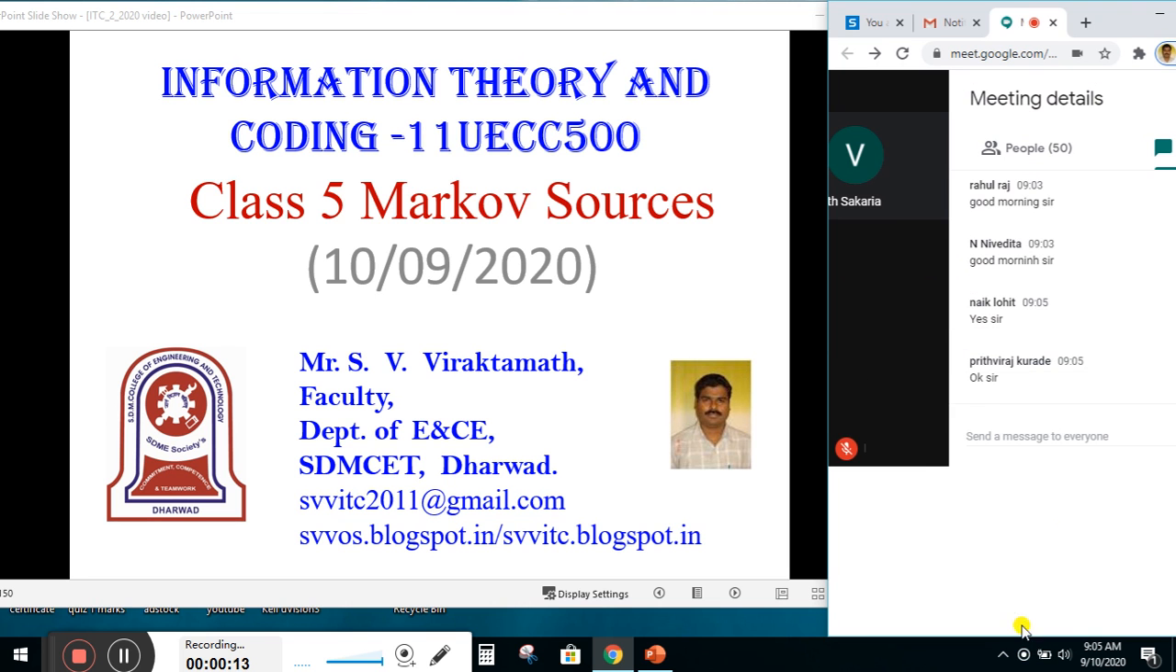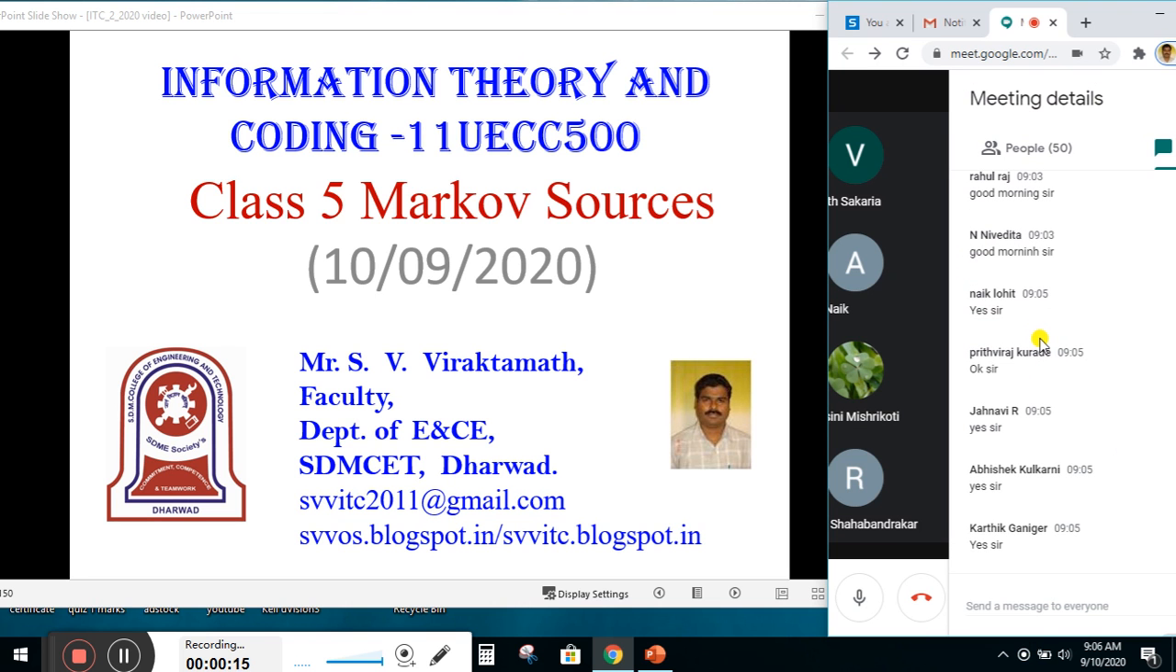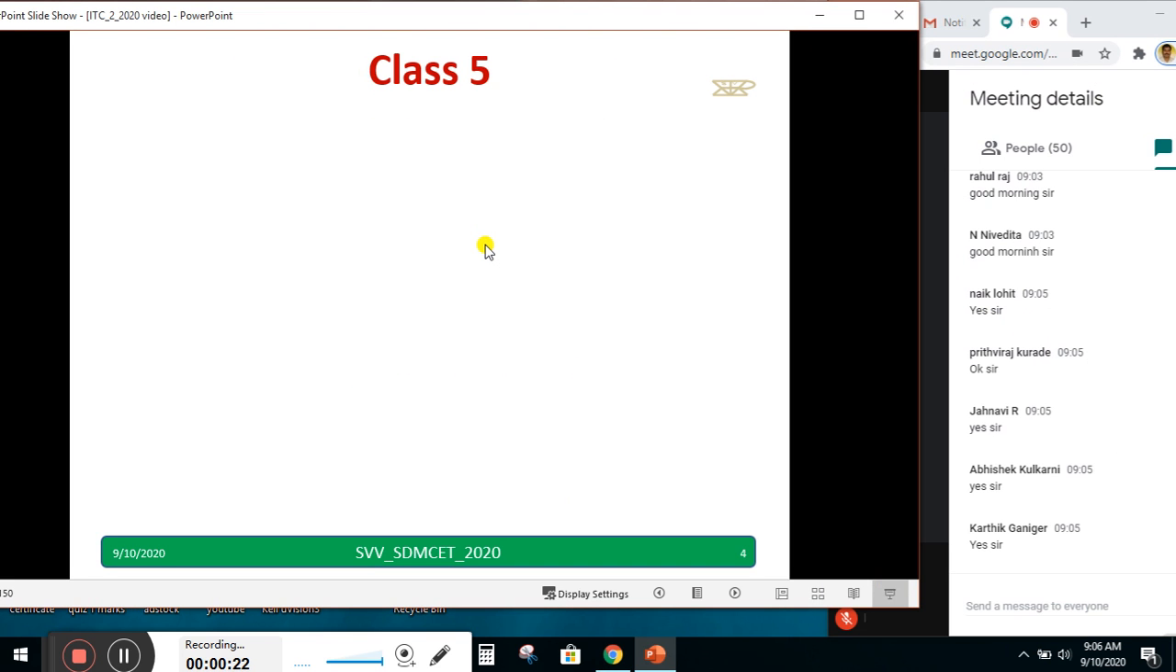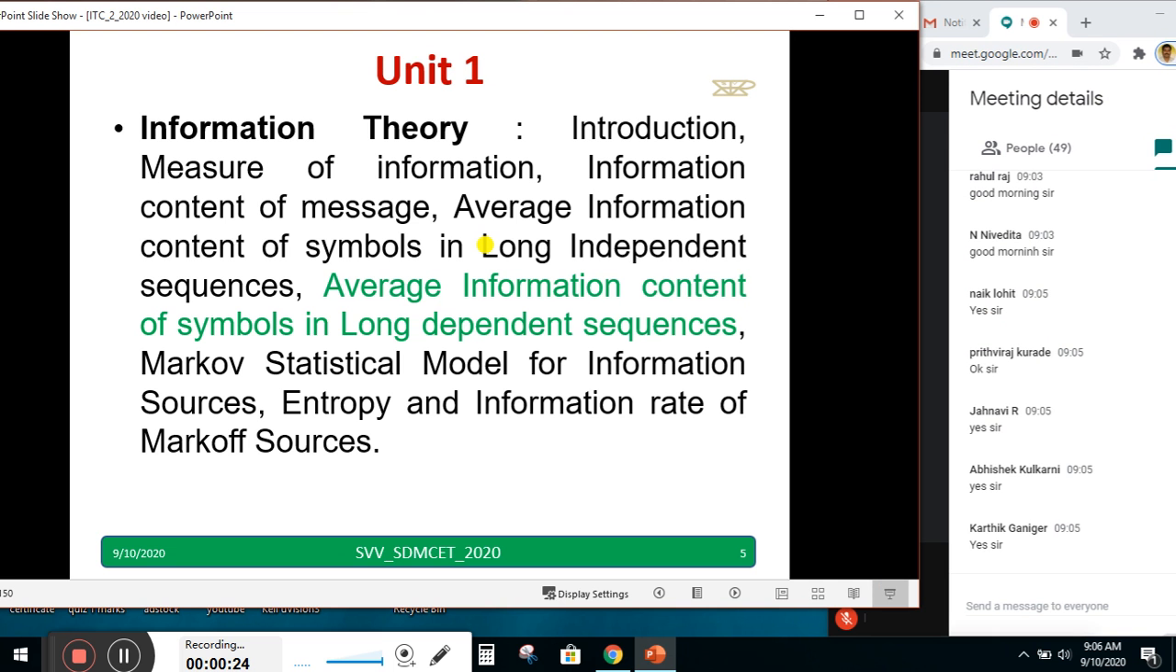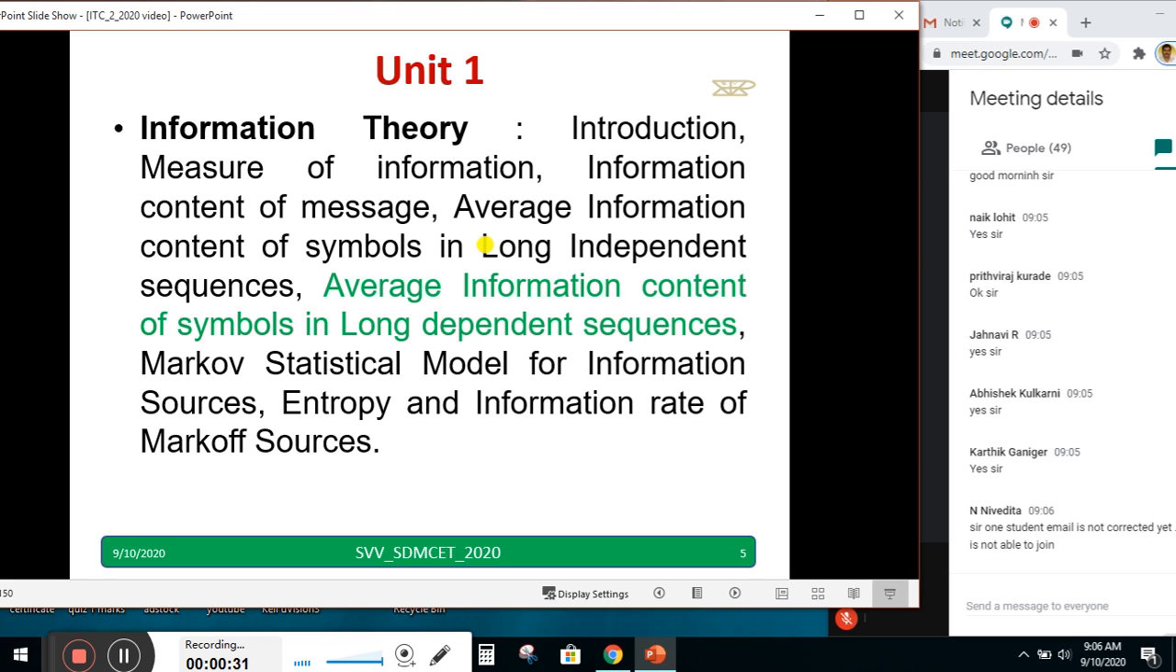So today we are going to discuss the Markov sources. So far I have discussed a memoryless source, or you can say independent sequences.